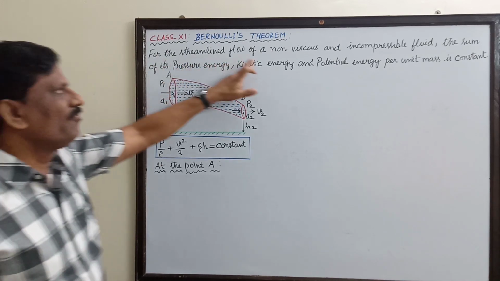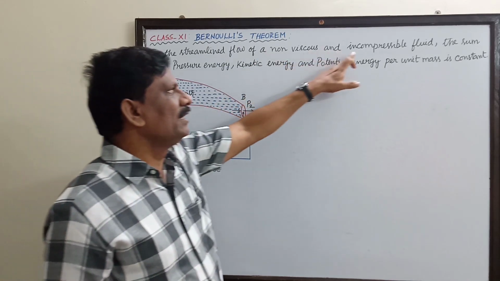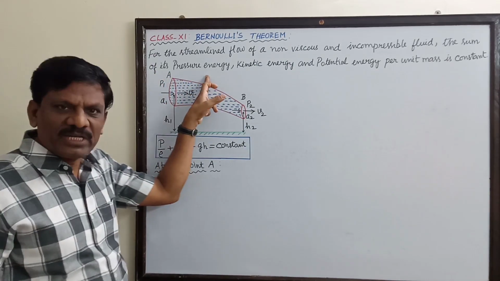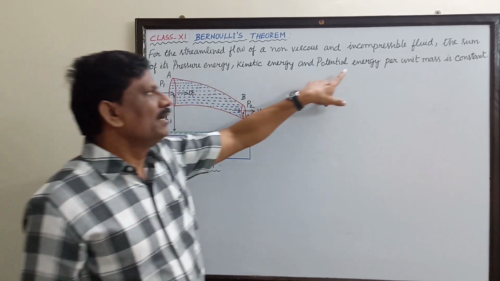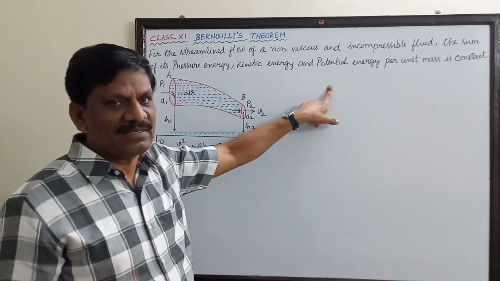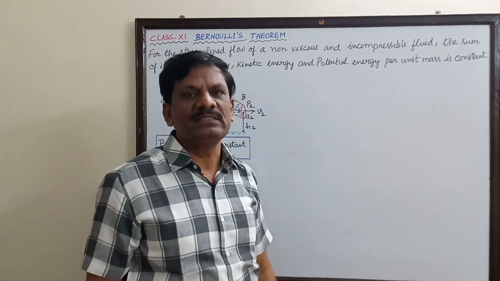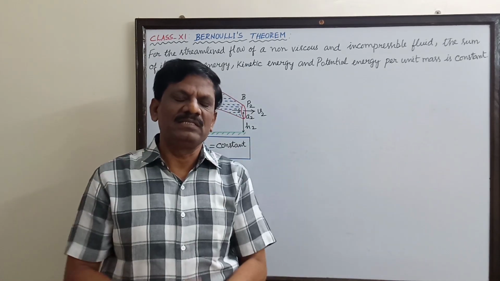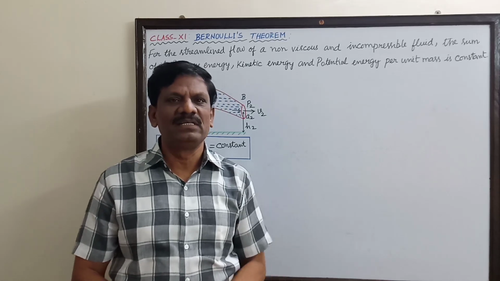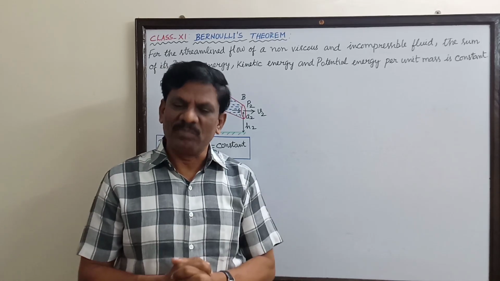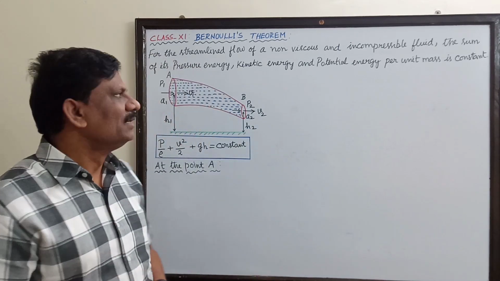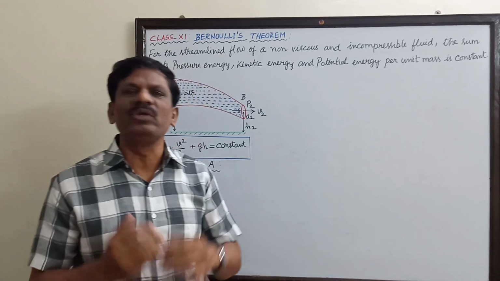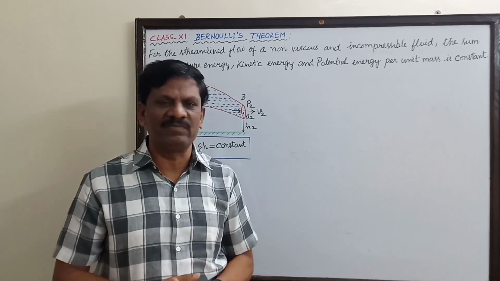For the streamlined flow of a non-viscous and incompressible fluid, the sum of its pressure energy, kinetic energy and potential energy per unit mass remains constant. So when a liquid is in flow, how many types of energy will it possess? 3 types. What are they? They are the pressure energy due to its pressure, kinetic energy due to its motion, and potential energy due to its height or position from a fixed surface.